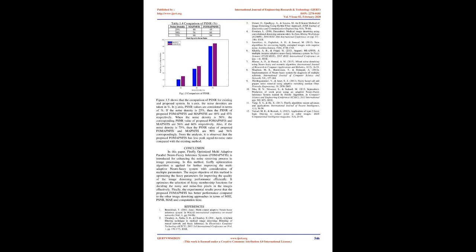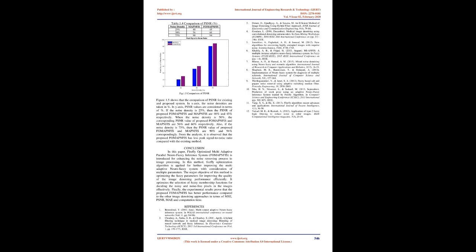The PSNR comparison for the existing and proposed system is shown in Table 1.4. If the noise density is 75%, the PSNR is 90% in the existing MAPNFIs method and 94% in the proposed method. Figure 1.5 shows the comparison of PSNR for existing and proposed system. In the x-axis, the noise densities are taken in percent. In the y-axis, PSNR values are considered in terms of percent.